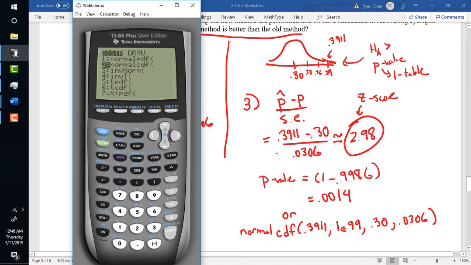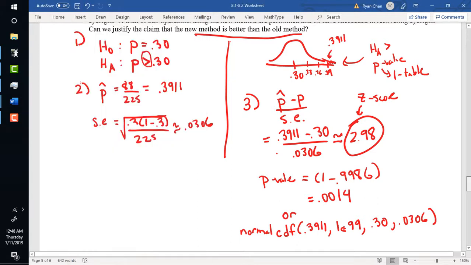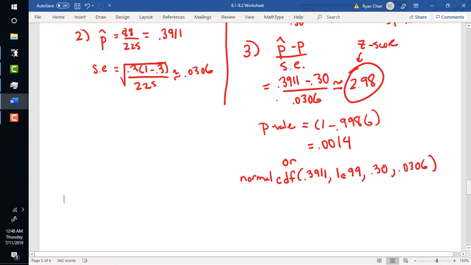So second vars, do normal CDF. Watch what I'm typing in: 0.3911, 1E99, 0.30, and 0.0306. So you see, I'm off by a tiny bit, but that's beside the point. It's pretty close. So if I use my calculator, I have that. And remember, you can do either one. You can do it by calculator or you can do it by hand. This is exactly the same thing we talked about in chapter 6 and in chapter 7.